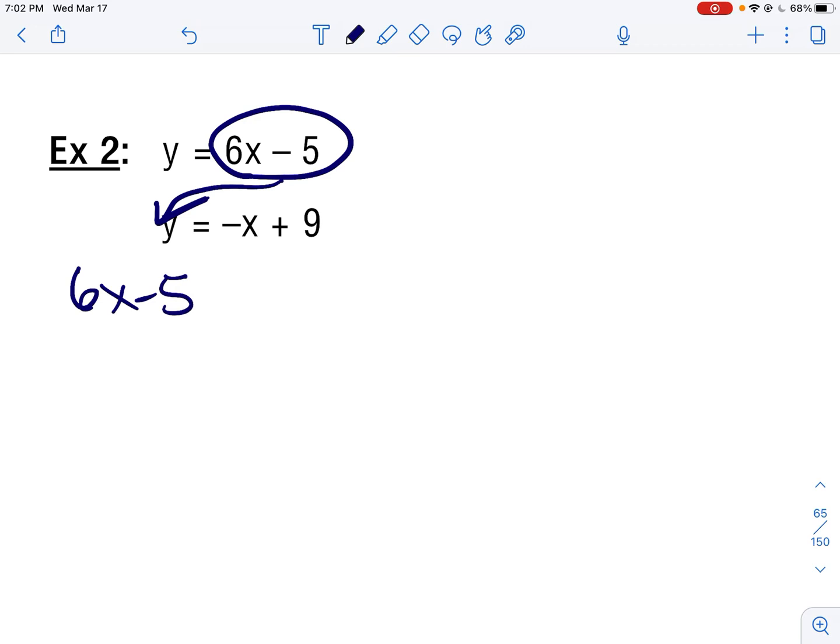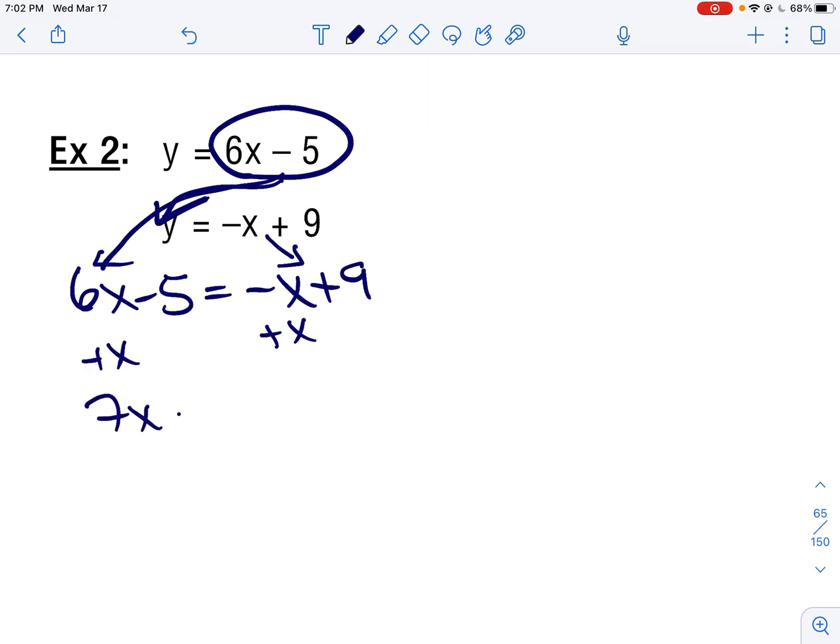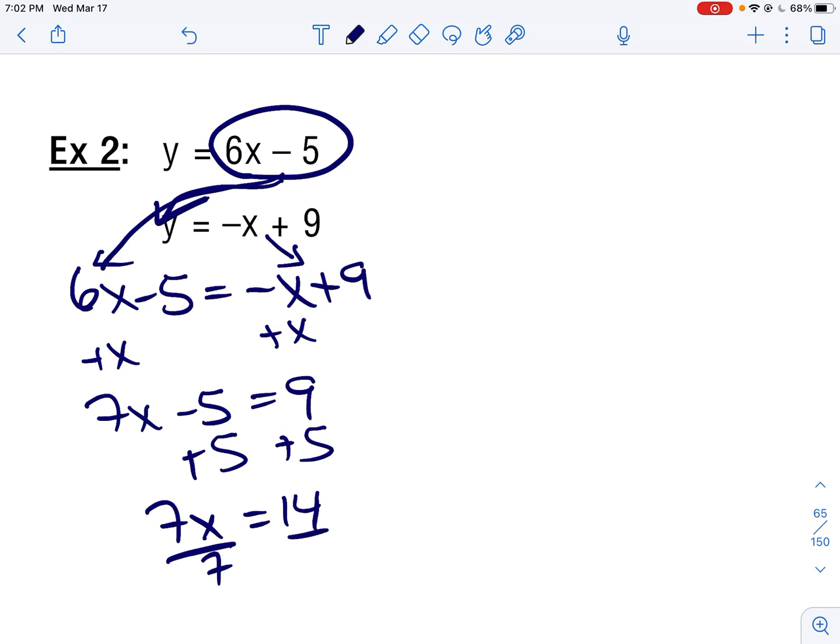So 6x minus 5 equals negative x plus 9. All I did was take this one and put it here, and this one and put it here. They're both equal to the same exact y, so you can set them equal to each other. So add x to both sides of the equal sign and get 7x minus 5 equals 9. Then add 5 to both sides of the equal sign. 7x equals 14. Divide by 7 and get x equals 2.